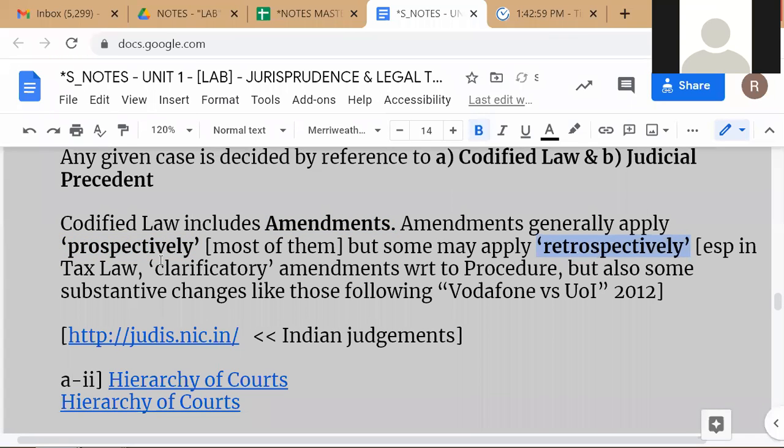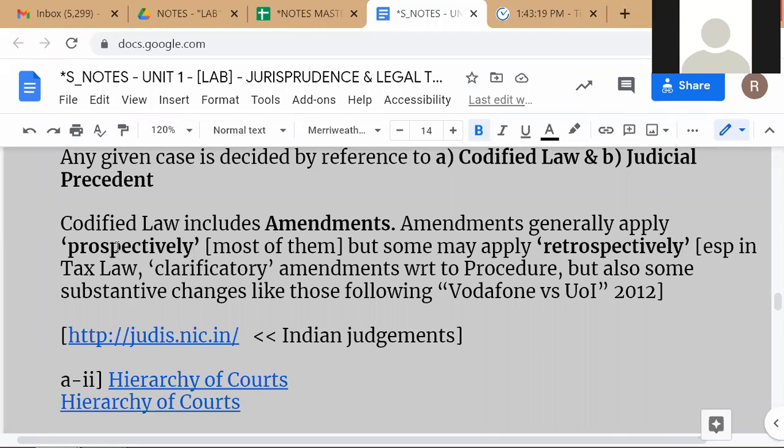Prospectively means in the future. So if I make a rule that everybody has to carry a laptop, whoever is not carrying a laptop today, I'm not going to penalize them today, because I've just made the rule. So it applies from tomorrow. The rule is applicable prospectively. So that's in the future.